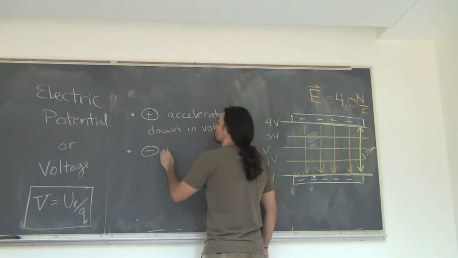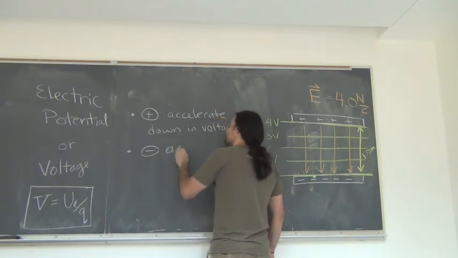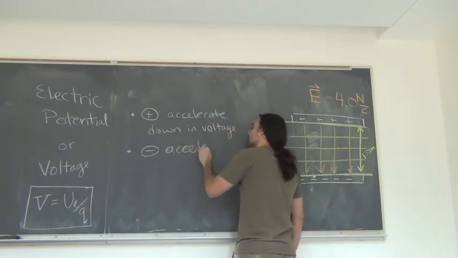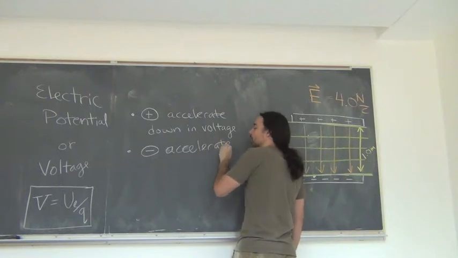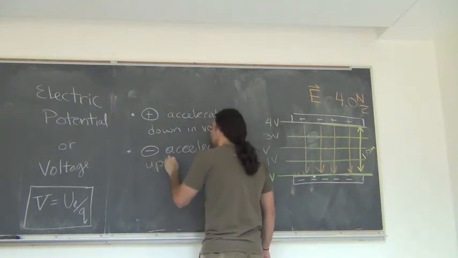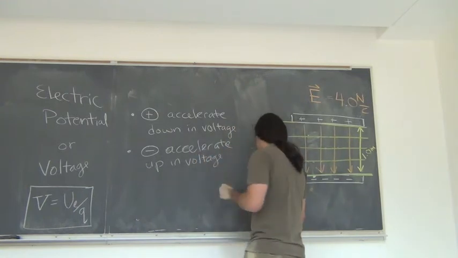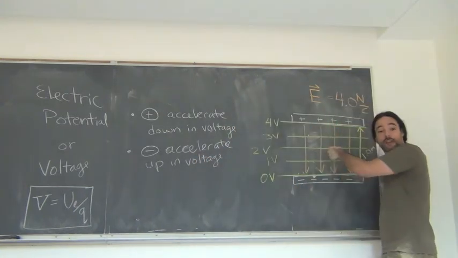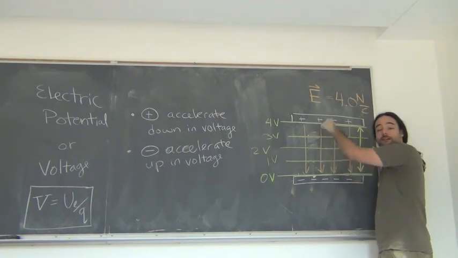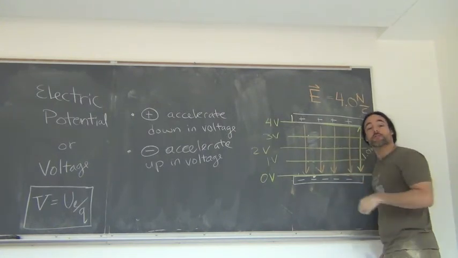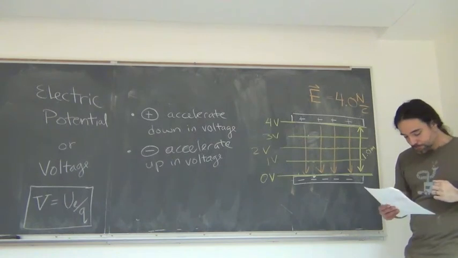Similarly, negative charges accelerate up in voltage. So if I were to put a negative charge in here, let's say I put the negative charge at 2 volts, it would be attracted to the positive charge. It would accelerate upward in voltage.